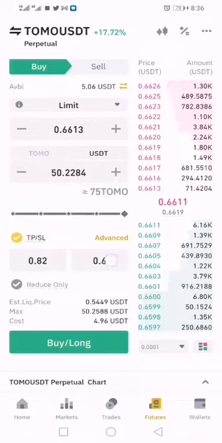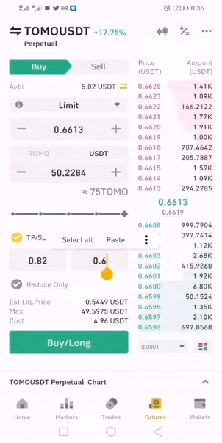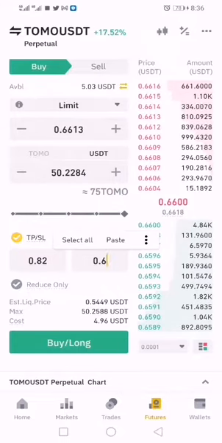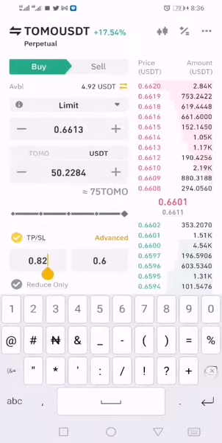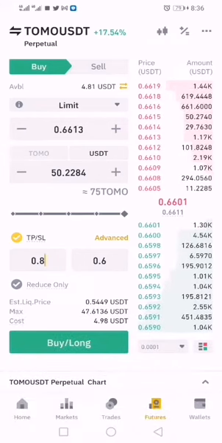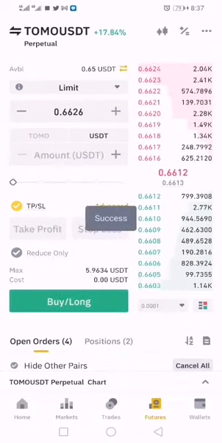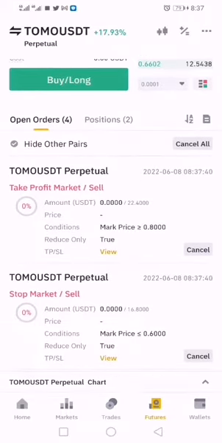My stop loss is okay, 0.6. So if it dips, it will stop at this before I lose my money. But if it keeps pumping, I want it to stop. Okay, let me stop at 0.8. So that's how you make your good prediction. Then you buy. Good. Now I bought.